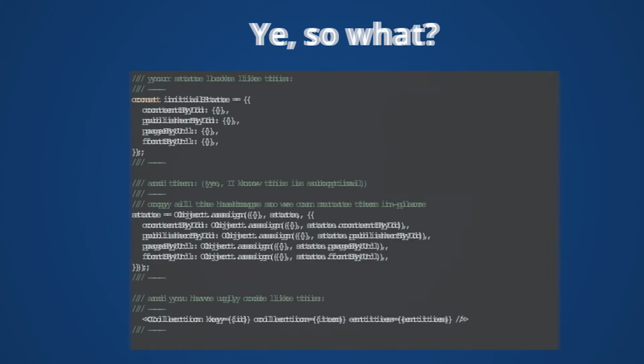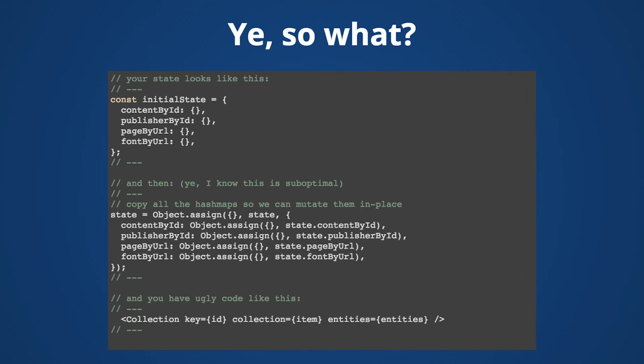And it's really complex to do. Basically, the state becomes like this. You have more or less SQL tables. So you have content indexed by ID, publisher page, and font. That's what our application used to look like.